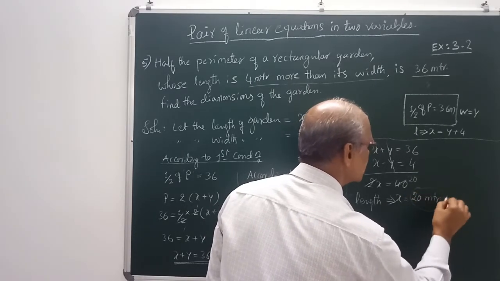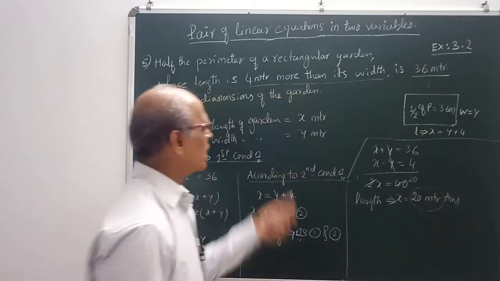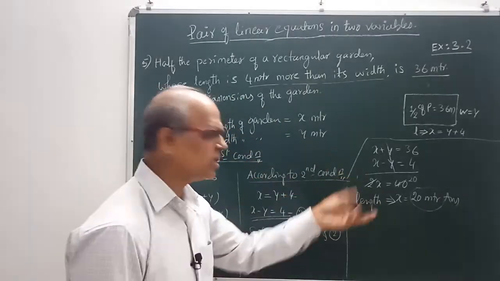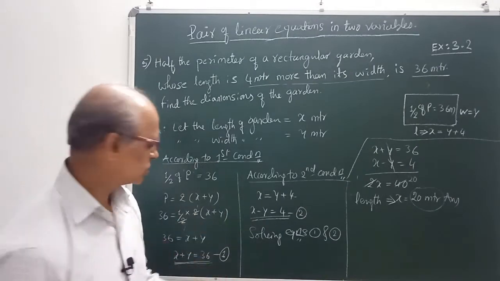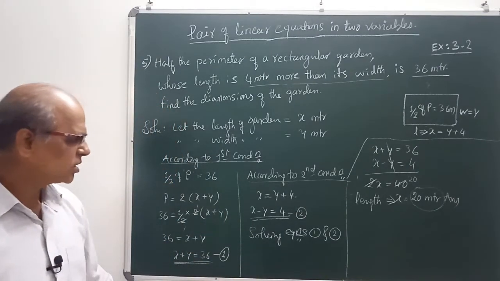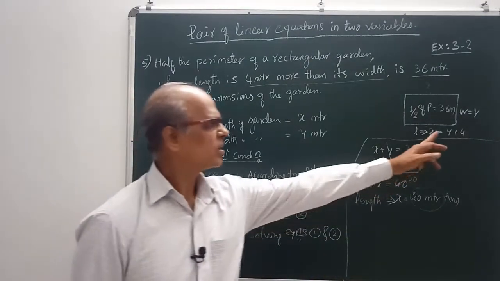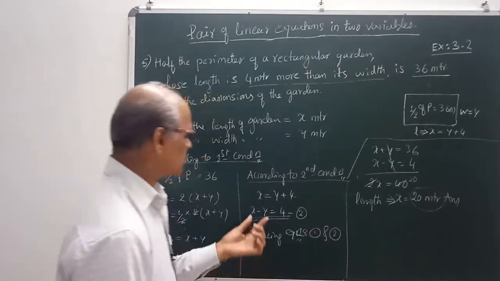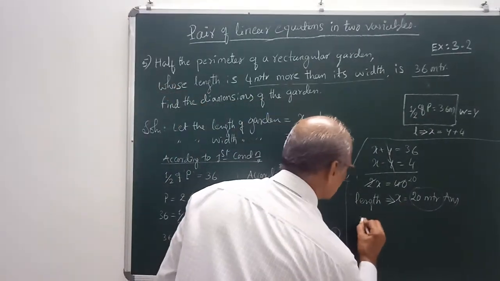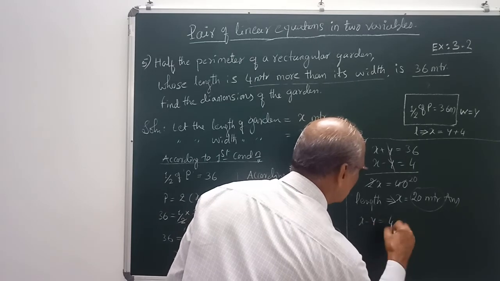This is your first answer. Now, dimension means length is over. Now take any one of the equations to find the width. You see here x is equal to y plus 4, isn't it? You take this x minus y, that means x minus y is equal to 4.